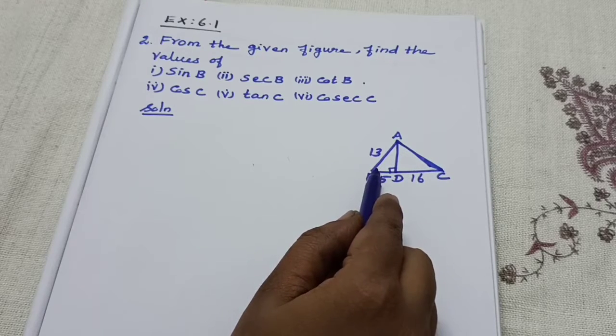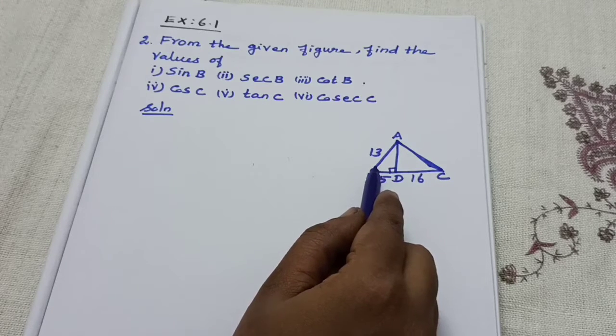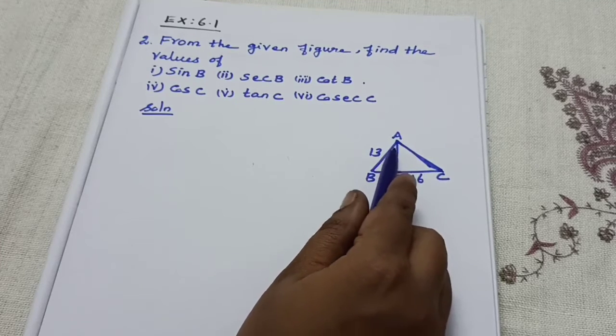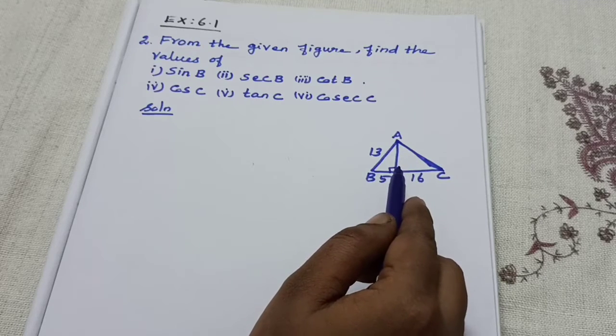Sin B. Which is the angle here? B is the angle, isn't it? So if this is the angle, then which is the opposite side? AD is the opposite side. The opposite side value is not given.